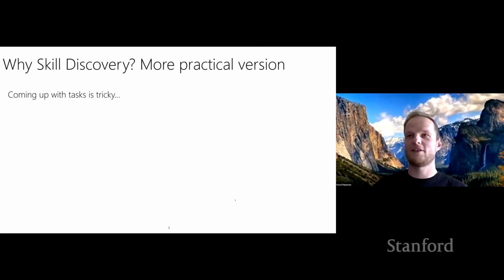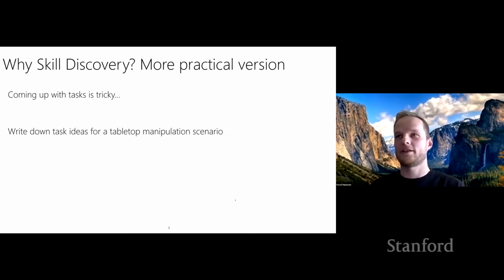This might seem a little counterintuitive, so I thought maybe we can do a short exercise. I'll ask you to write in the chat. You also feel free to raise your hand if you have any questions. I would like you to write down some task ideas for a tabletop manipulation scenario. Just to make it a little bit more specific, it's a tabletop manipulation scenario where we have a robot with a single arm that is in front of a table, and it can be given any objects. So can you just write down any task that comes to mind, and write as many as you can think of.